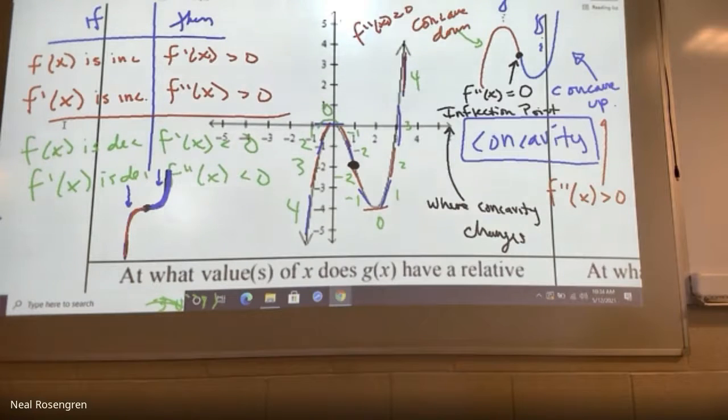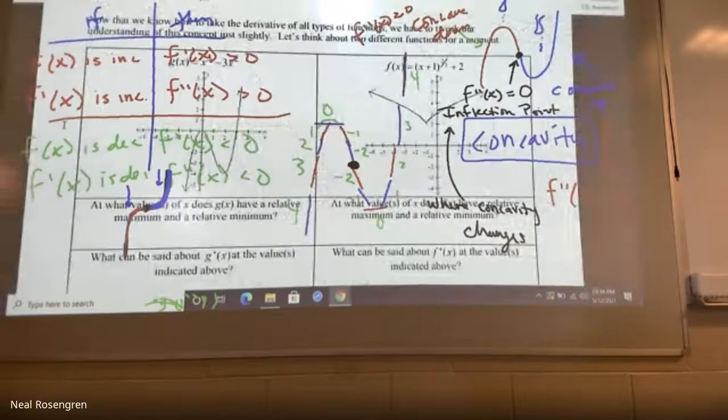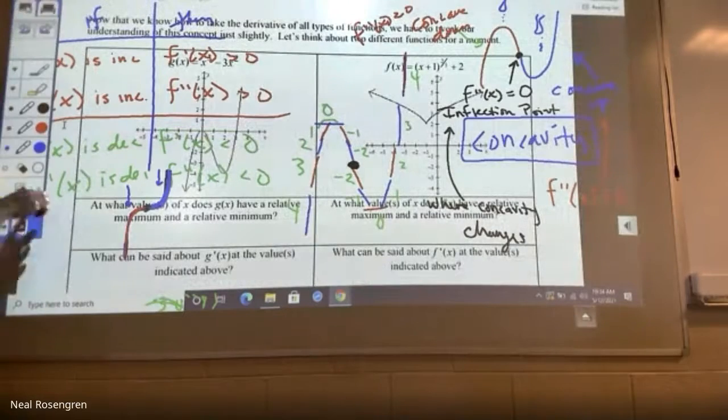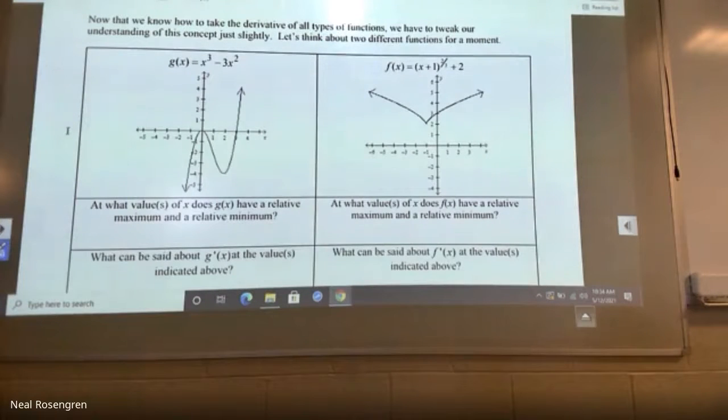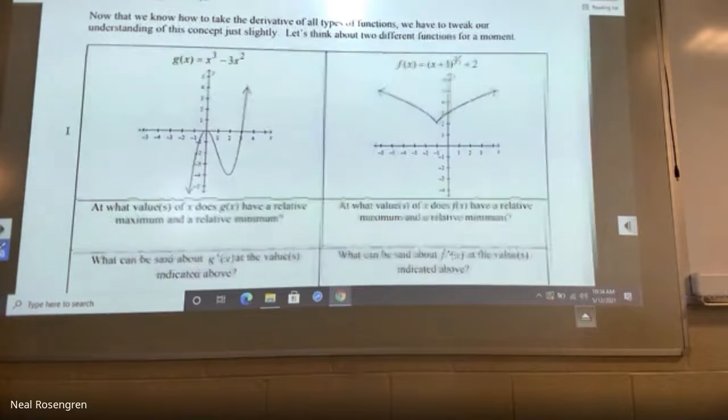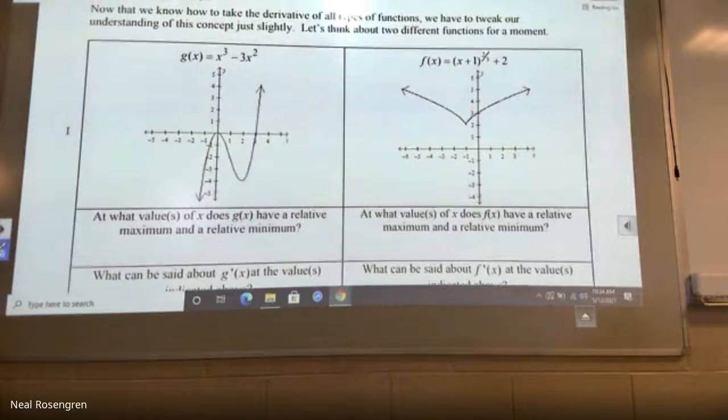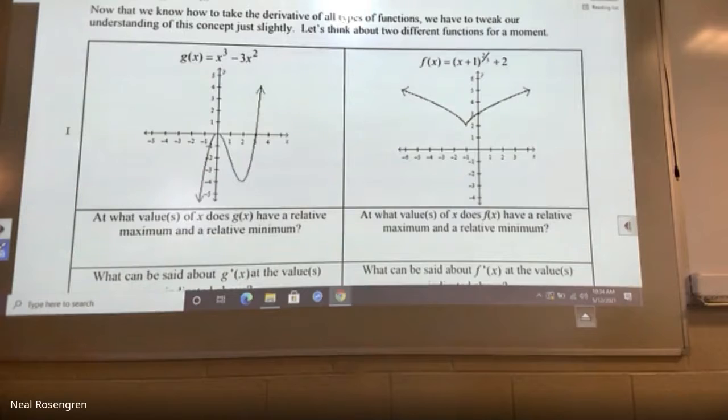Okay, basic beginnings of second derivative. Cool with that? Okay, now let's back up a little bit and actually talk a little bit about the difference between these two graphs. We've mentioned these ideas before, but I just wanted to make sure that we say them a little bit more officially, I guess. Now you know how to take derivatives of everything. You got it all. We just have to tweak our understanding just a little bit.